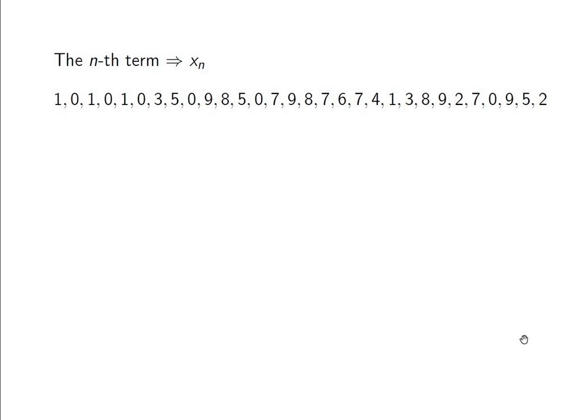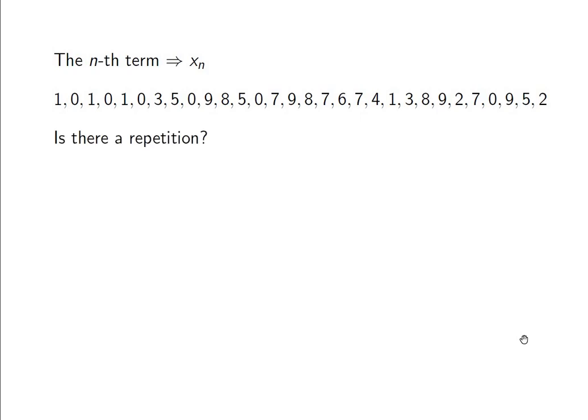Let's start with some notations. I called the nth term of the sequence xn. The very first thing is, let's see if I can find a pattern. So I started writing down about 30 terms of the sequence manually. And of course, I didn't see a pattern. I wasn't really expecting to see a pattern, because otherwise the problem would be too easy.